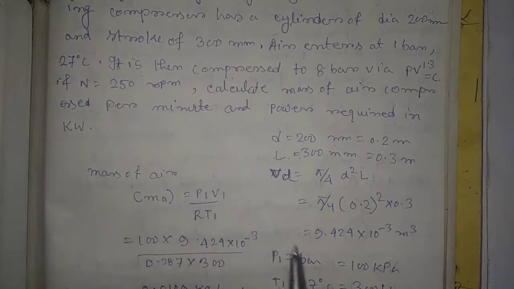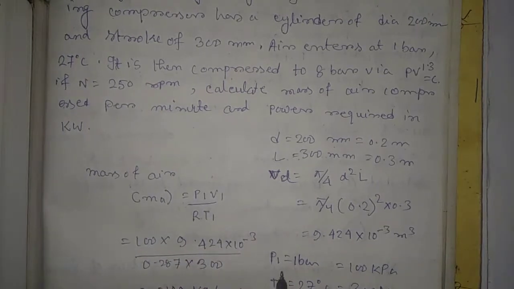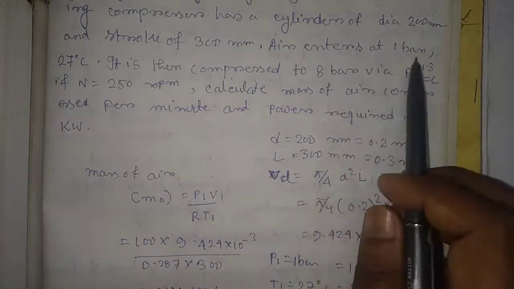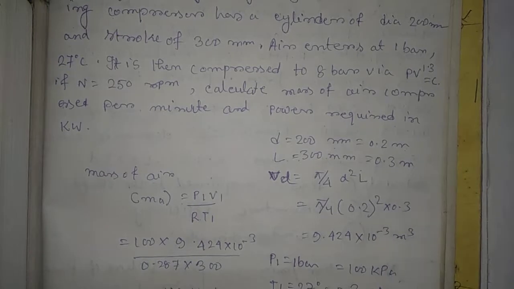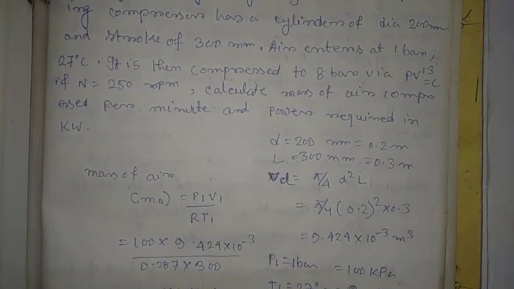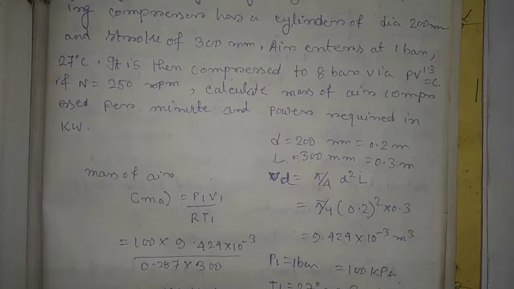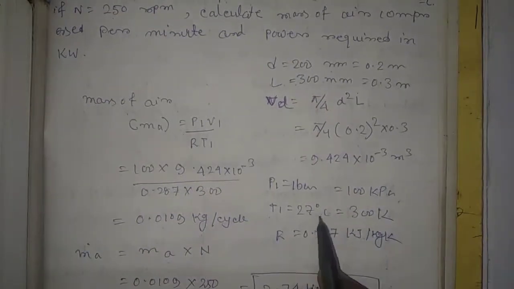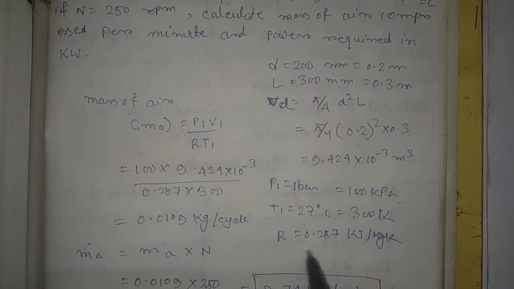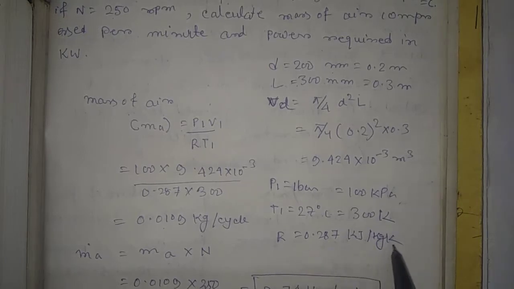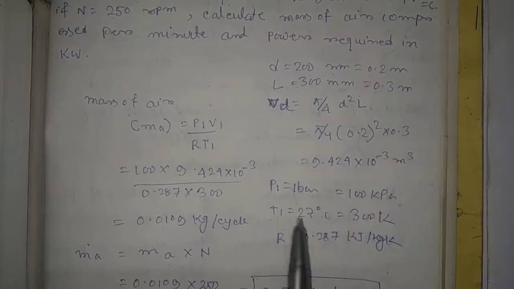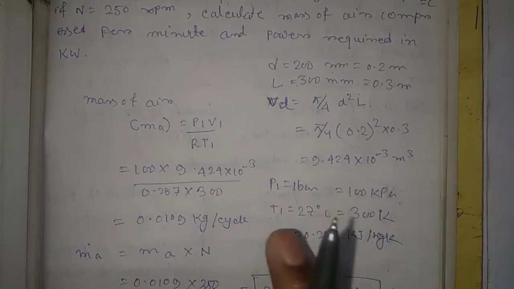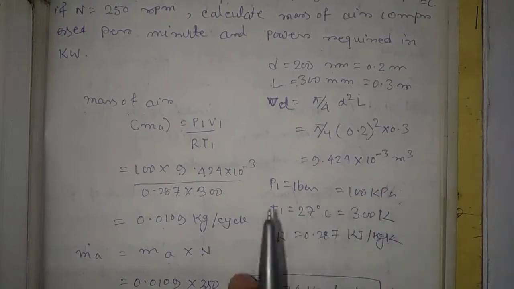Now you have to calculate the mass of air compressed, and the value of P1 is given. The initial condition of air when it enters the compressor, pressure P1, is equal to 1 bar. Now 1 bar is equal to 100 kilopascal, T1 is 27 degrees Celsius, that means 300 Kelvin, and R is equal to 0.287 kilojoule per kg Kelvin. These values are given in the numerical. Now you have to calculate the mass of air compressed per minute, so just mention here per minute.